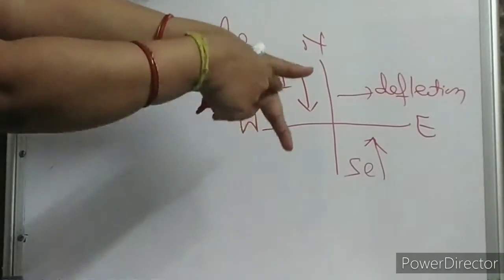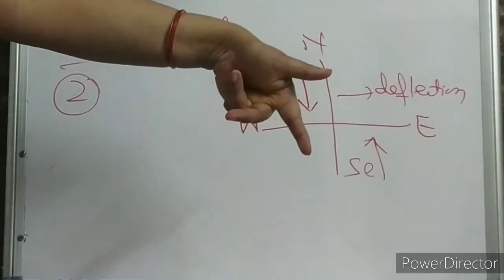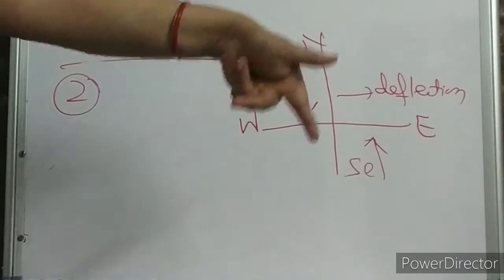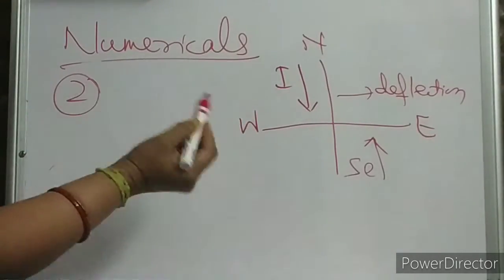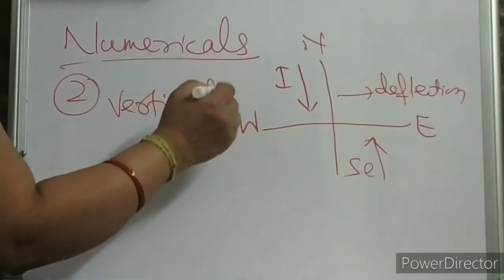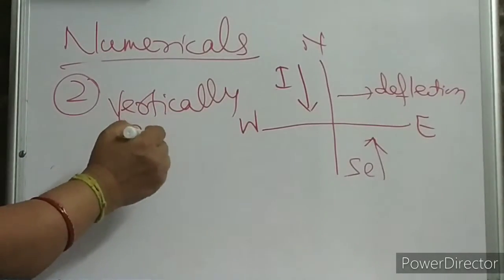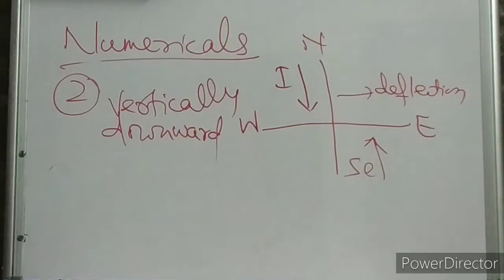Tell me, forefinger direction. What is the forefinger direction? That is your magnetic field, na? So it is downward. So answer will be, your magnetic field will be vertically downward. Which rule you will apply? Fleming's left hand rule. Please children try and practice.